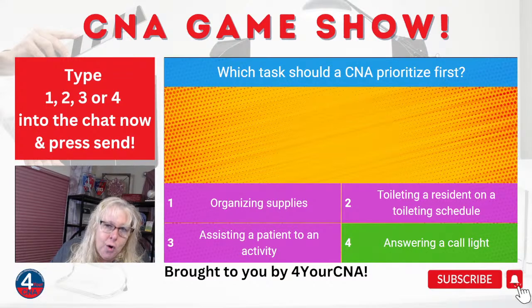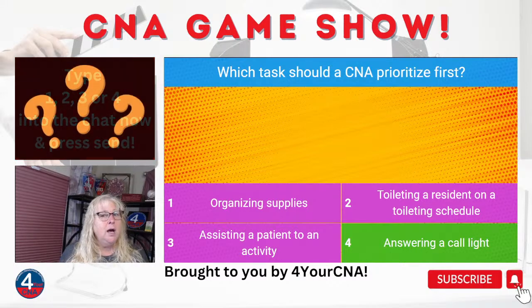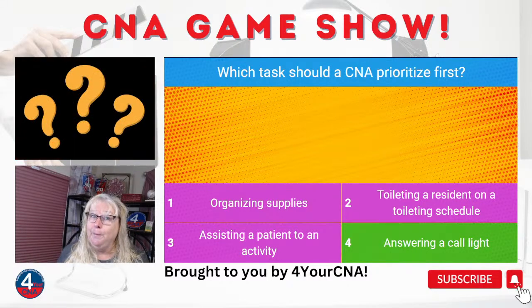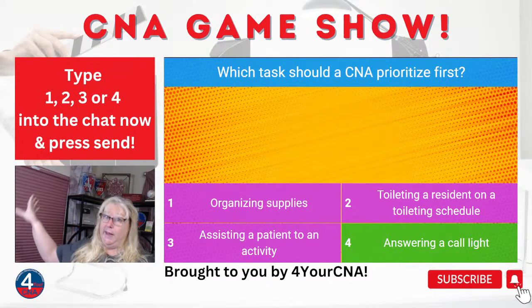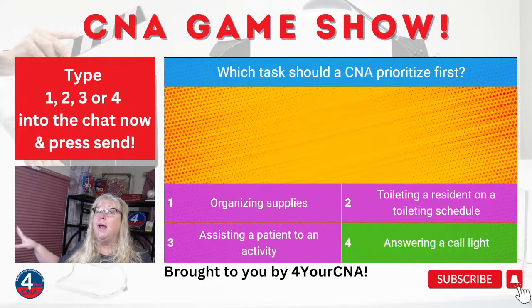We don't know that that call light is a routine, boring, mundane task until we answer it. A lot of times, emergencies are missed by CNAs and care is delayed because they stop paying attention to those call lights. So call lights are always going to be priority. And you're going to see a question like this on the state exam because this is a really big deal out there in clinical life.